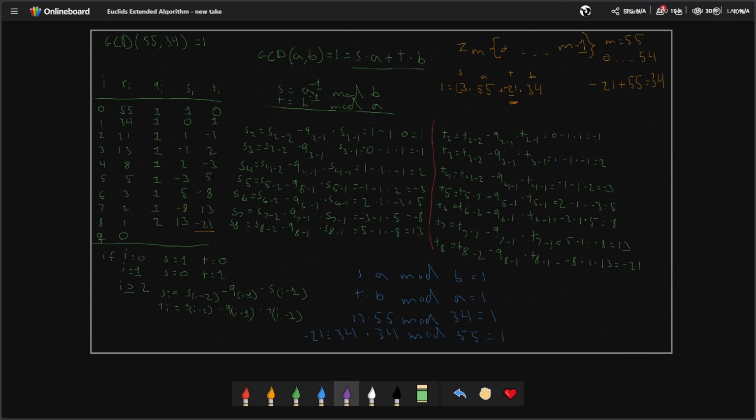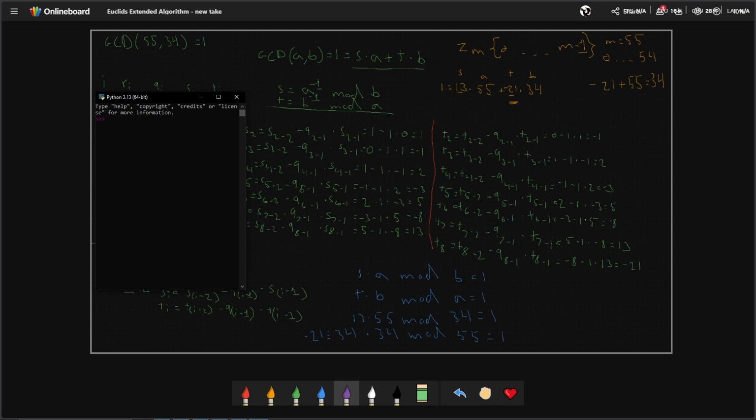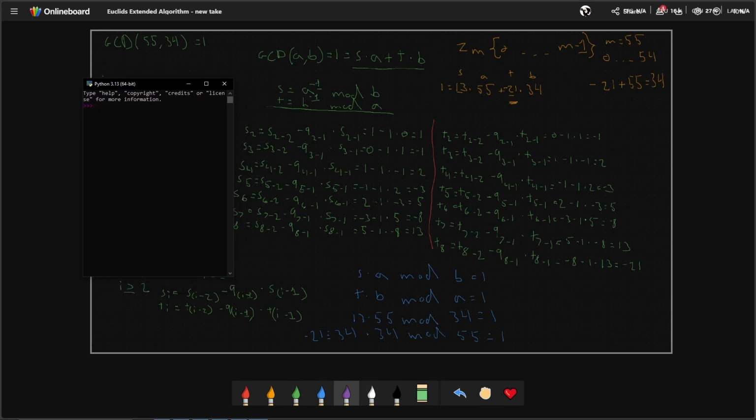So just before we do a recap of what we've done in this video, I want to show you that the values that we found are correct. So let's open up a Python window, size it a bit. Let's start by initializing some variables. So first we have a equals 55, b is equal to 34, s is equal to 13, and t is equal to -21.